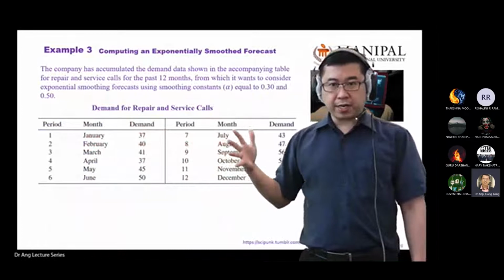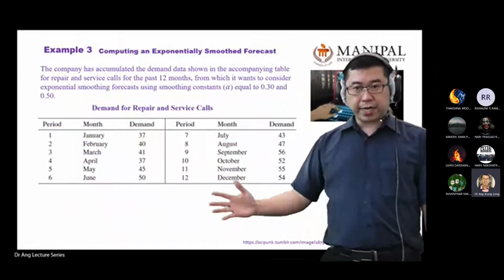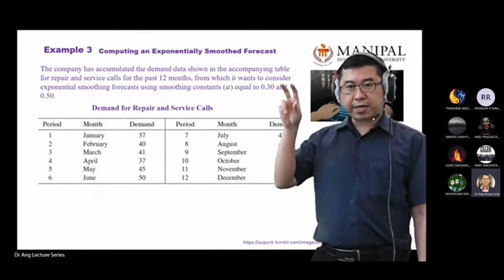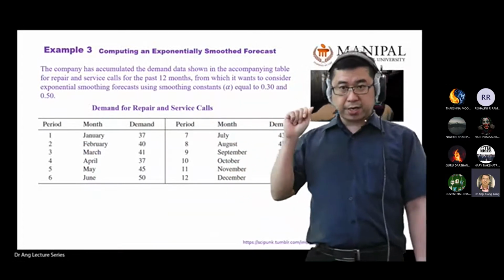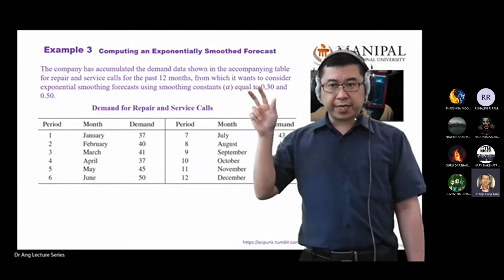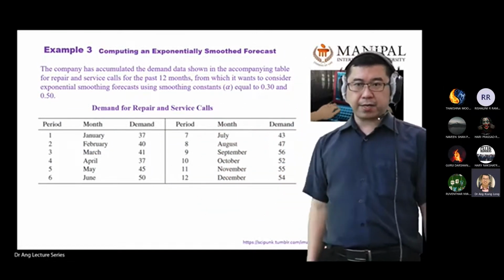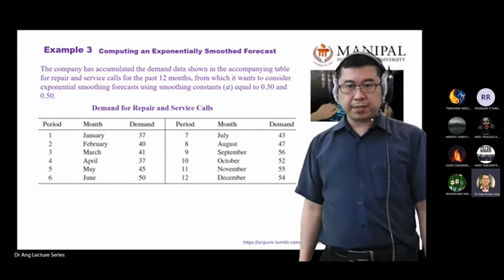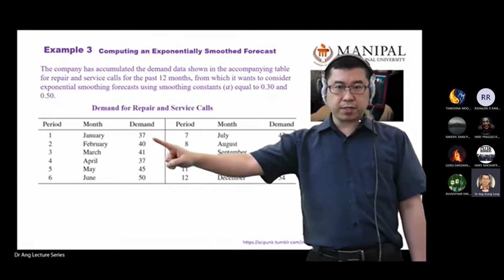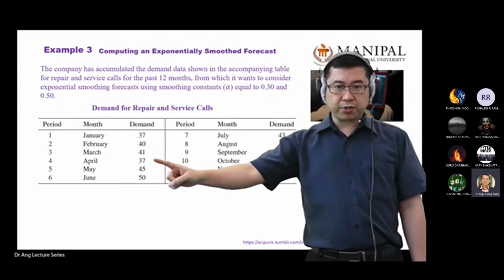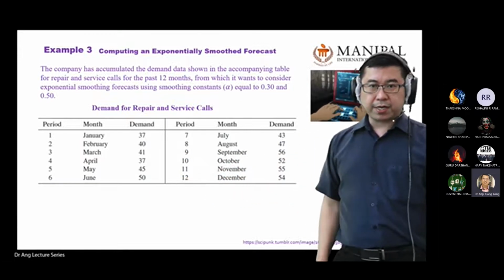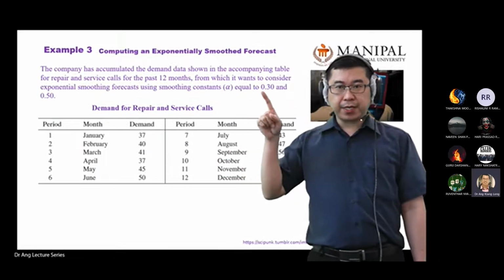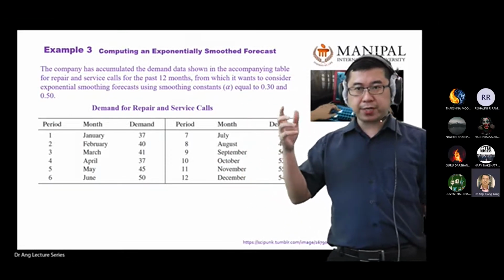Okay, so you have the raw data here. This company actually keeps the HR department and the stock planner in the company. They have data that you see in this table. This table gives you January to December, and the demand fluctuates, 37, 40, and so on for each month. And the company, or your customer, wants you to give them a forecast.